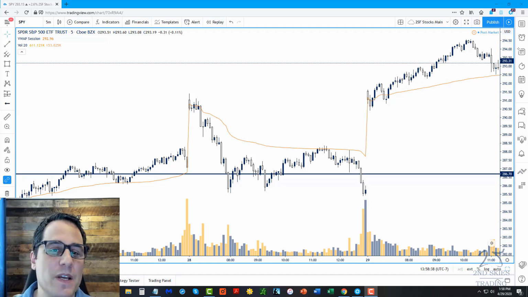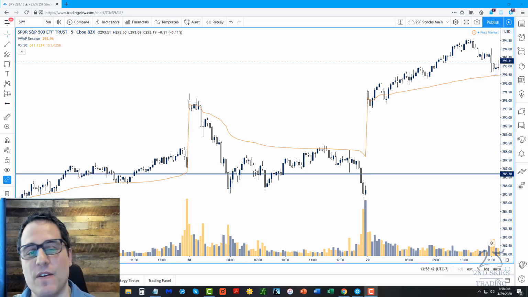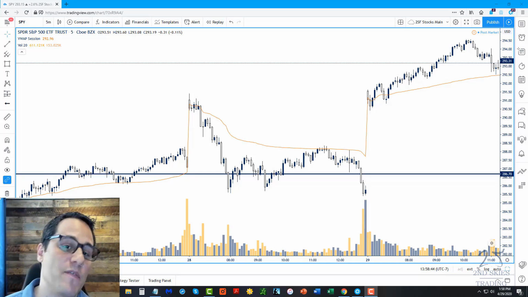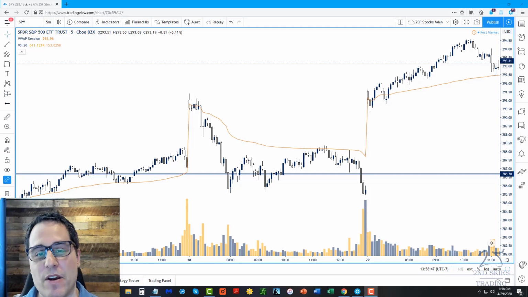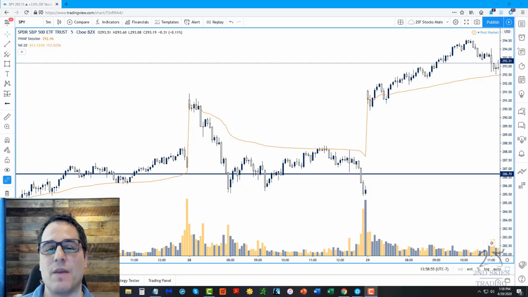intro to VWAP is probably going to start quoting things from Investopedia on how mutual funds use it to find value. If the market's above it, it's bullish, and if it's below it, it's bearish, and it's overvalued or undervalued. And I'm just going to tell you that some of that you can't really use, and it's not really true, and it's not an accurate way to think about VWAP.